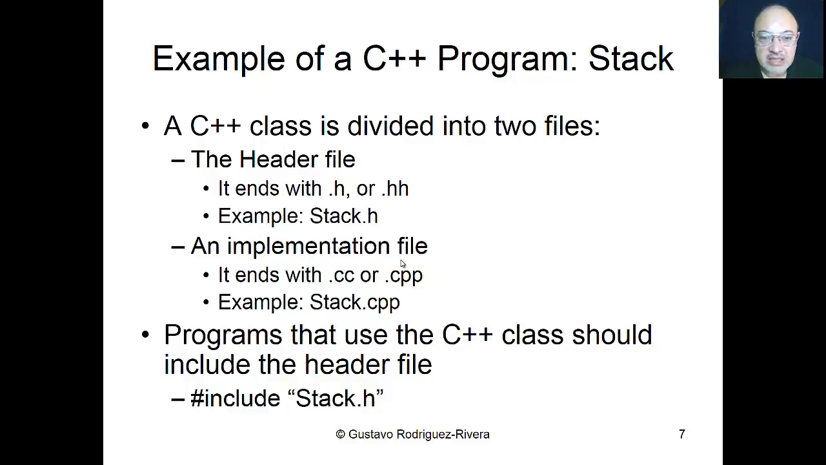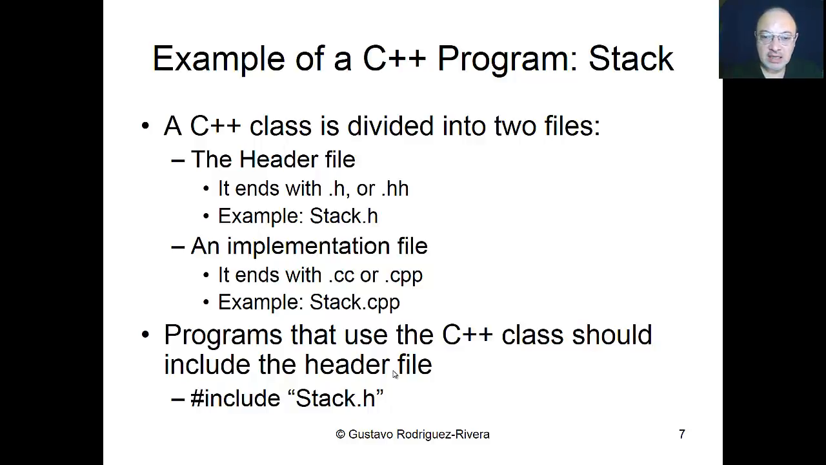Then there is going to be an implementation file that is going to be a .cc or .cpp file. .cpp is going to be the most common extension for C++. So we are going to have a stack.cpp. The stack.h is going to have the header file, just the prototypes, the definitions of the methods and the class, and the .cpp is going to have the implementation. And then the programs that use the C++ class are going to include stack.h. They are going to have a pound include stack.h to include all the definitions.